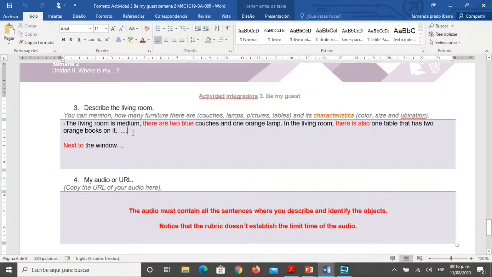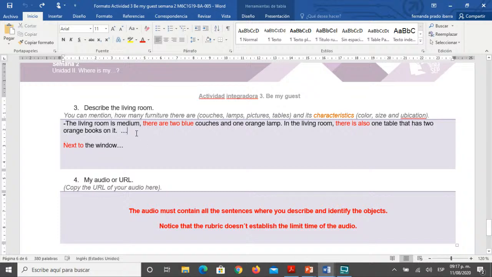I also have to check the vocabulary S2, the resource that is in the platform on week 2, and I have to begin my sentence like this. The living room is medium. There are 2 blue couches and 1 orange lamp. In the living room, there is also 1 table that has 2 orange books on it. So I'm using there are, there is, and prepositions, and of course I'm also describing the furniture, the colors, the characteristics of the furniture, etc.